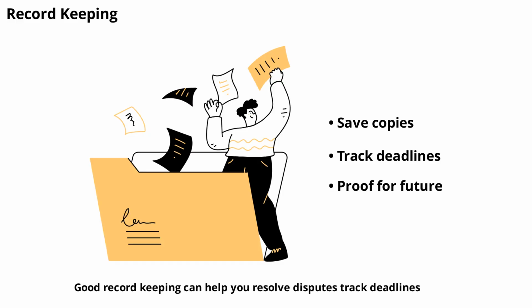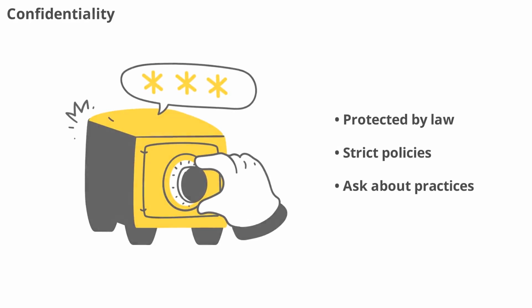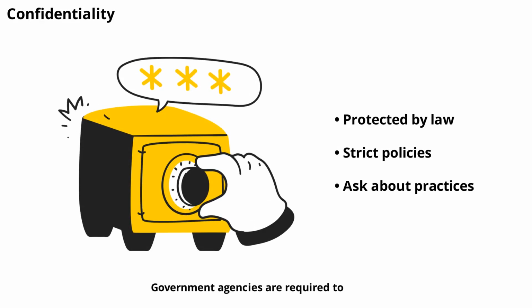Good record keeping can help you resolve disputes, track deadlines, and provide proof if needed in the future. Many agencies also keep records, but it's wise to have your own copies as well. Government agencies are required to keep your application information confidential. This means your personal details are not shared with unauthorized parties. Confidentiality is protected by laws and regulations, and agencies have strict policies in place.